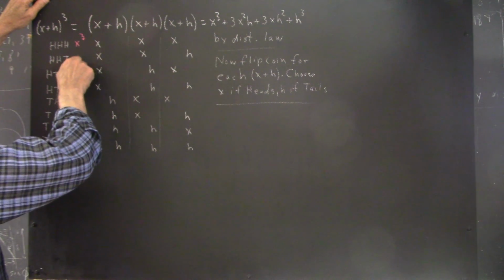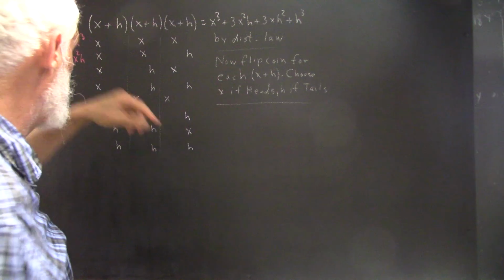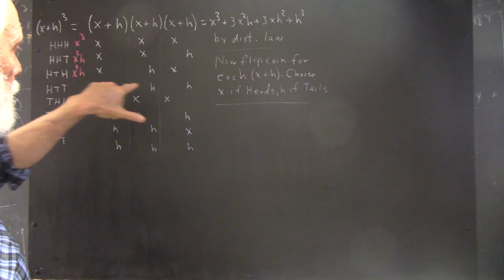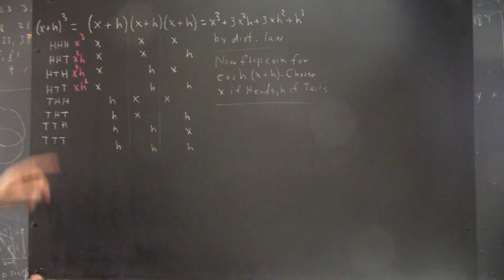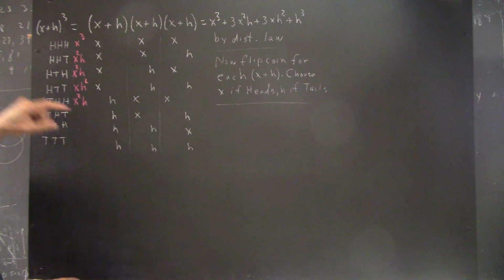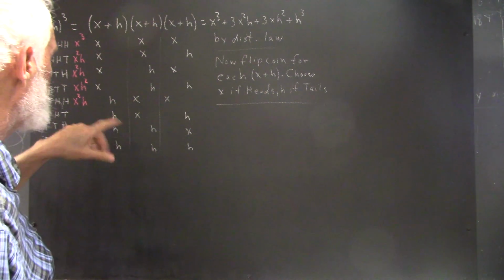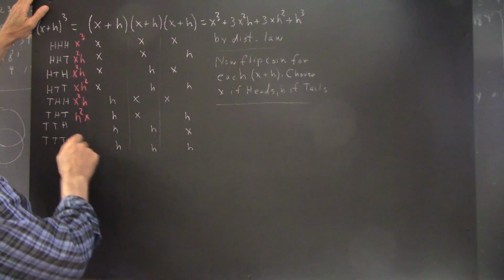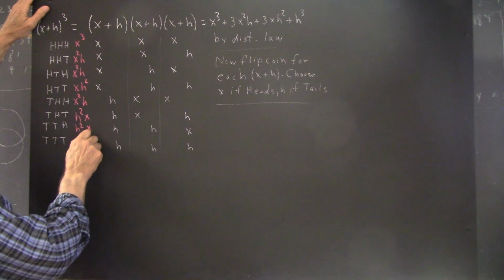Then heads, heads, tails gives us x, x, h, that's x squared h. Then heads, tails, heads gives us x, h, x. Well, that's also x squared h. Heads, tails, tails is x and 2 h's. That's x h squared. Tails, heads, heads: we got 2 x's and an h. That's going to be another x squared h. Tails, heads, tails is going to give us h squared times x. Tails, tails, heads, 2 h's and an x is h squared x. And tails, tails, tails is h cubed.